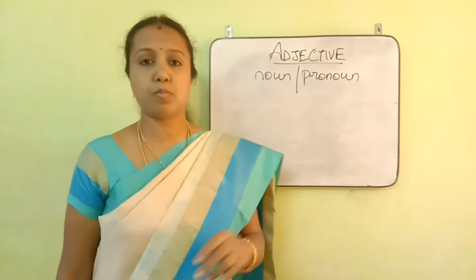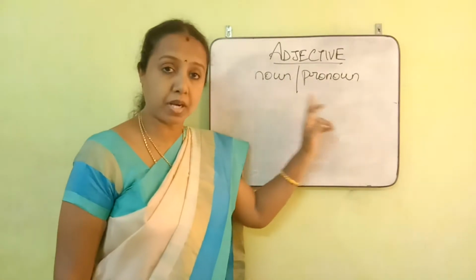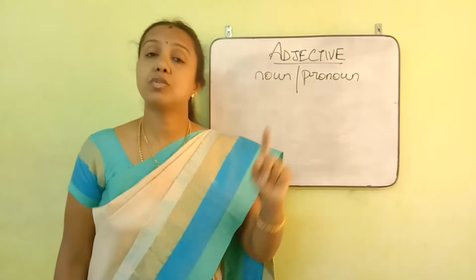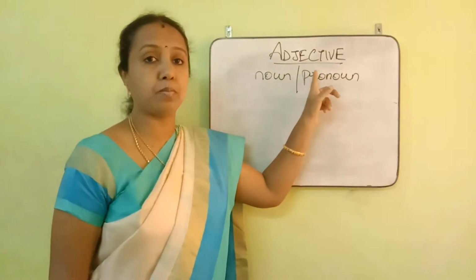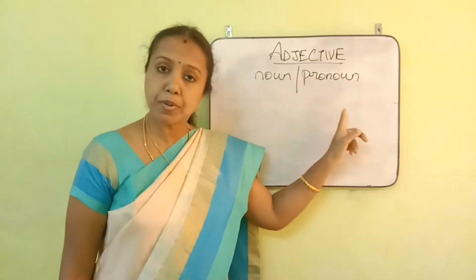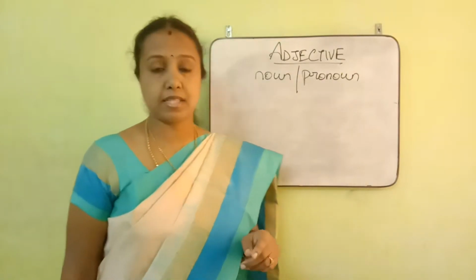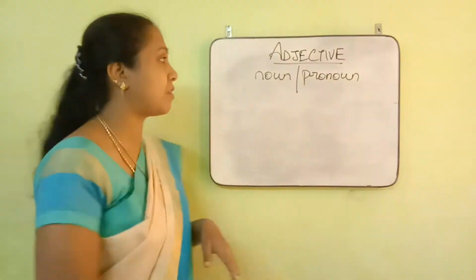He is a tall boy. You describe the pronoun he as tall. So anything you describe, either a noun or a pronoun, is called an adjective. There are 6 types of adjectives.